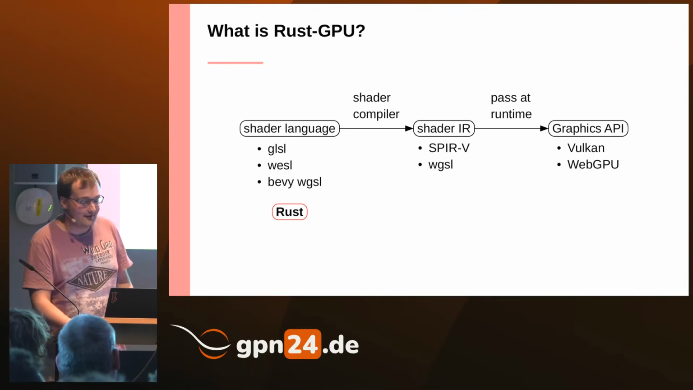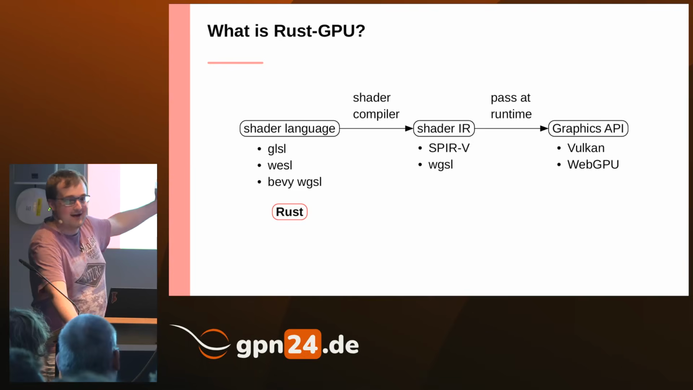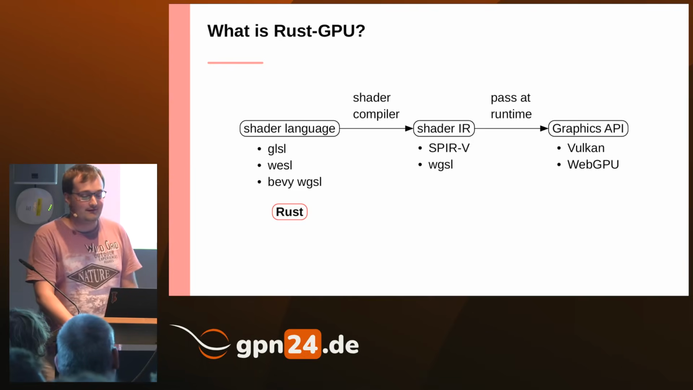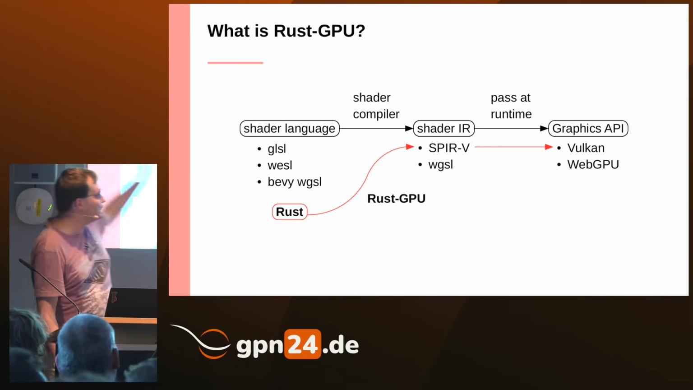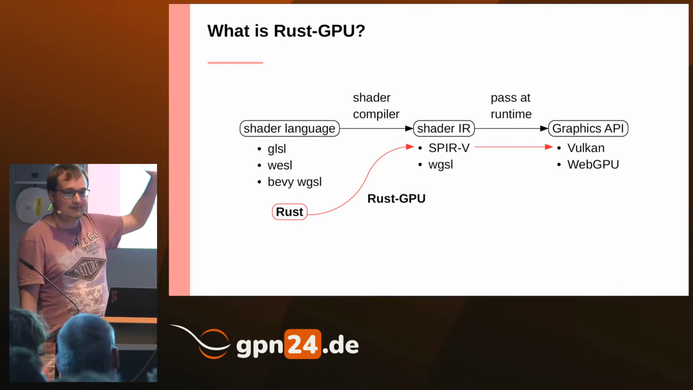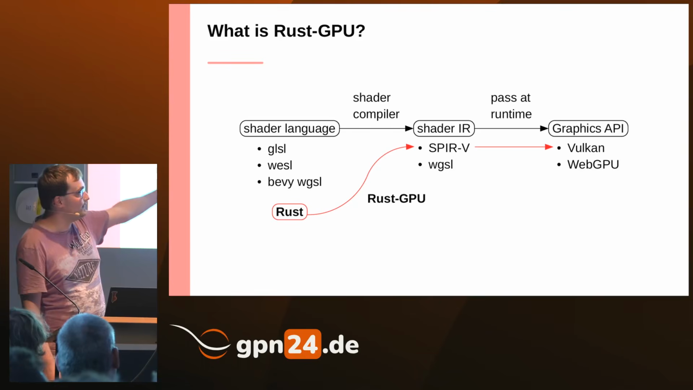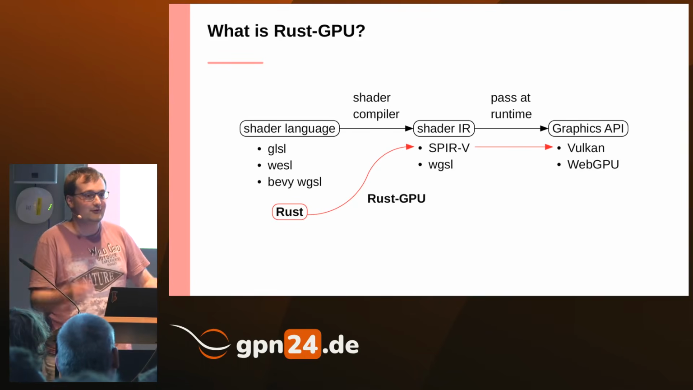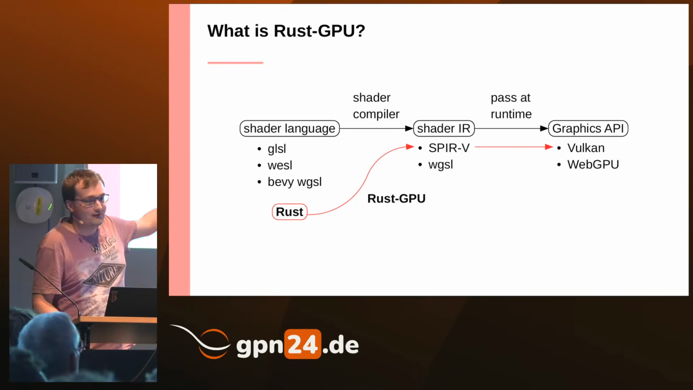I don't want to write them in that. I want to write them in Rust. And what Rust GPU basically is: you take Rust as the input shader language, we turn it into SPIR-V, and since SPIR-V is well spec'd, you could just take that SPIR-V and pass it to Vulkan, and then off you go. You can write your shaders in Rust, basically.